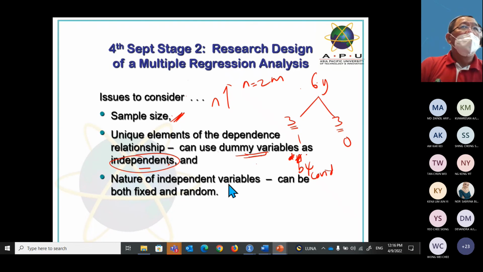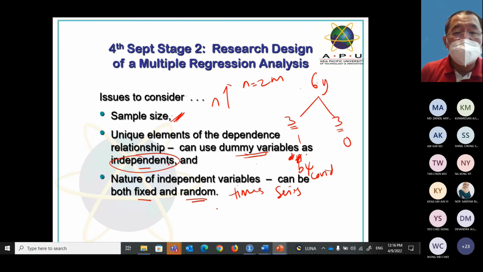Therefore, must be very careful. Example, for time series data, some variables are fixed, some variables are random. Random is easy. Example, the return on asset for a company must be random. We even cannot predict it. The return on asset for a certain year is difficult to predict, therefore it must be random.